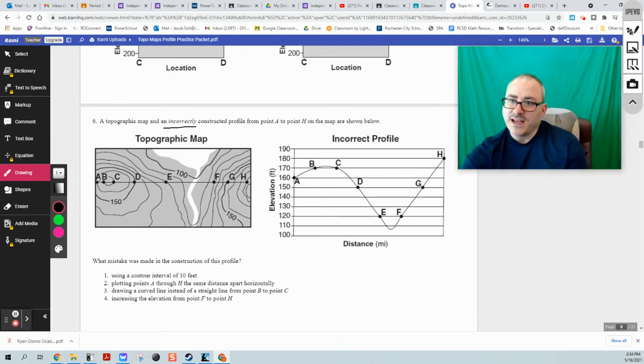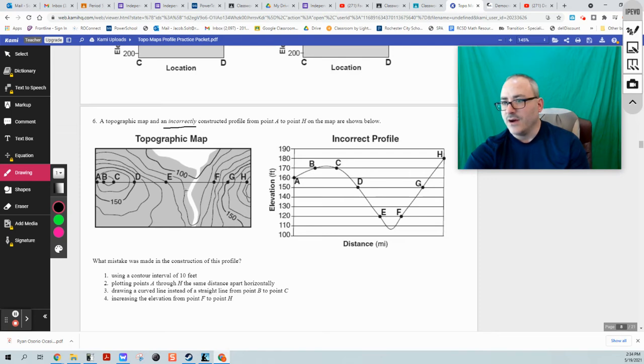The general shape should be going uphill from A to B. Yep, that's what's happening. And then it goes from C to D, should be going downhill. That's what's happening. D is at 150. E is probably going down by tens, because I have 150 here and 100 there, so this should be 140, 130, 120. Is E at 120? Yes, it is.